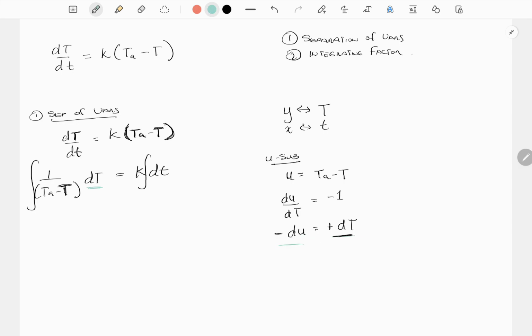Remember, in u sub, we look for what's on the right-hand side in our equation, and we replace it with what's on the left. So this becomes the integral of 1 over u, and it's negative du.